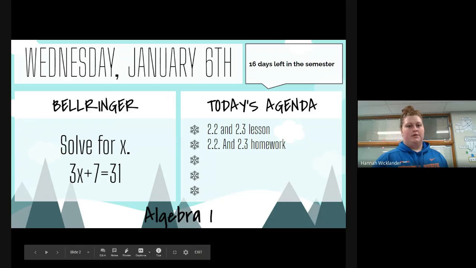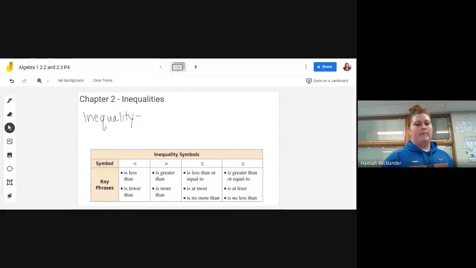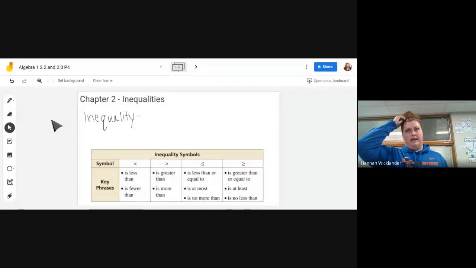Okay. So the reason I have that as the warm-up today is because we're solving inequalities. And inequalities are basically the same thing as equations, except instead of an equal sign, they have a symbol, but we treat it pretty much just the same. So it's just like solving those. So it's kind of a review of what we first started with, but just like one little twist.